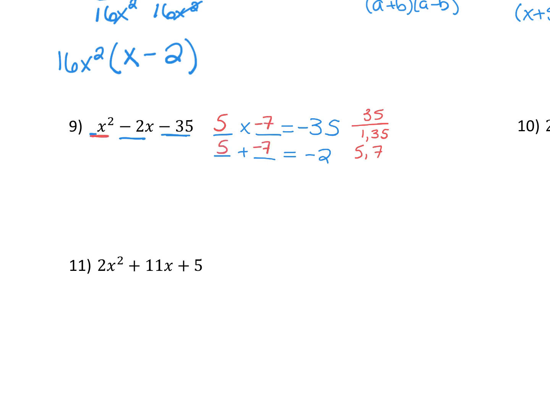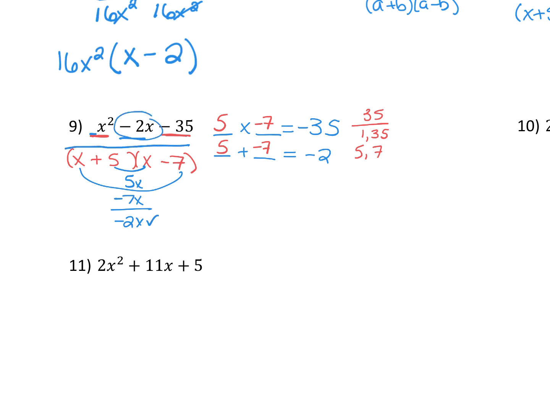So x squared is always going to be x times x, and then negative 35 is going to be 5 and negative 7. And then when we go to check, I'm going to end up with 5x minus 7x is going to give me negative 2x, which is what I wanted. And so this is going to be my final answer.